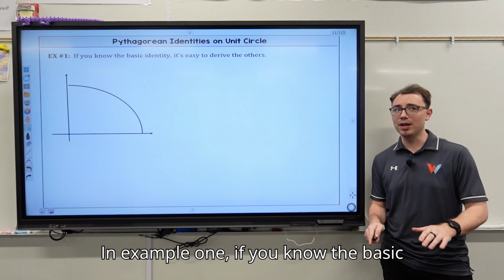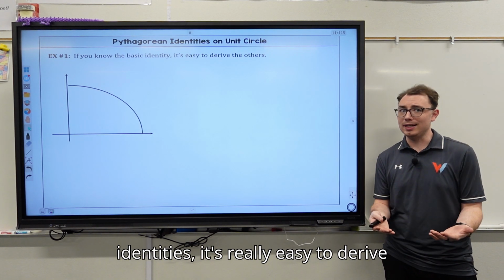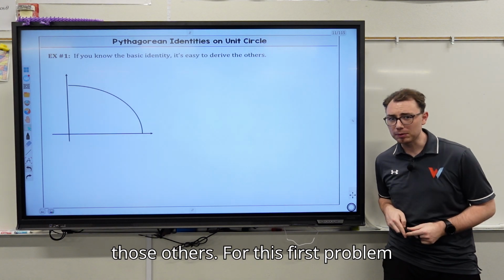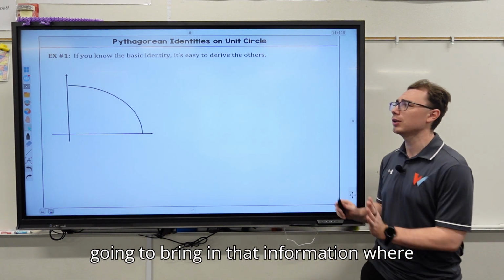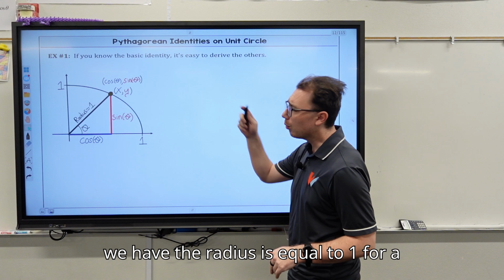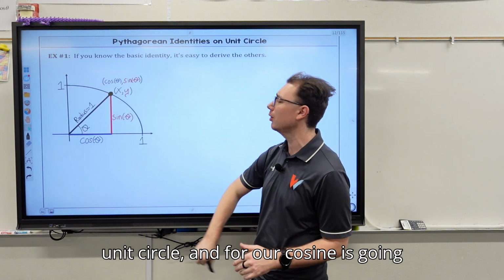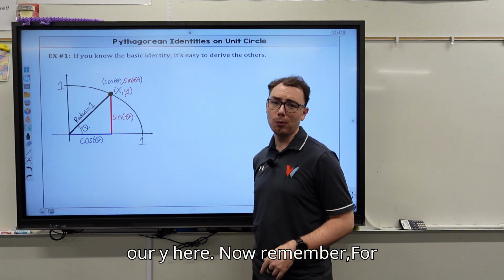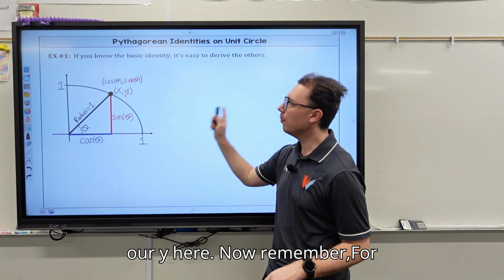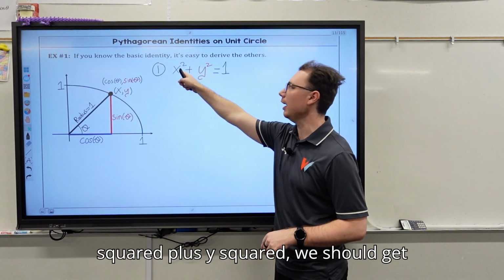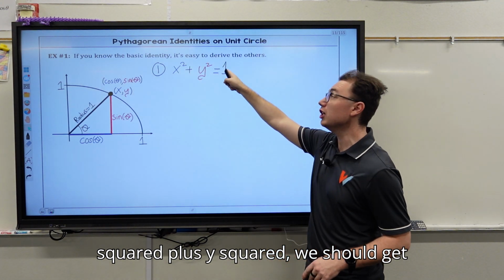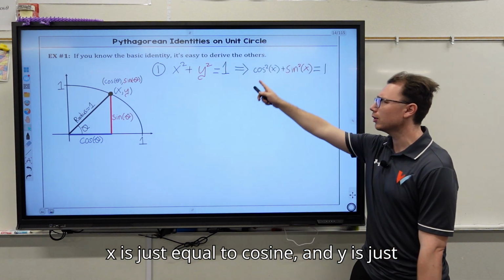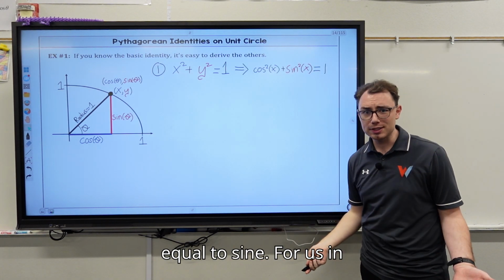In example 1, if you know the basic identities, it's really easy to derive those others. For this first problem here, in that semicircle, we're just going to bring in that information where we have the radius is equal to 1 for a unit circle, and our cosine is going to be that x, and our sine is going to be our y here. Now remember, Pythagorean stated that if we have x squared plus y squared, we should get this 1 squared. And as a reminder, x is just equal to cosine, and y is just equal to sine.